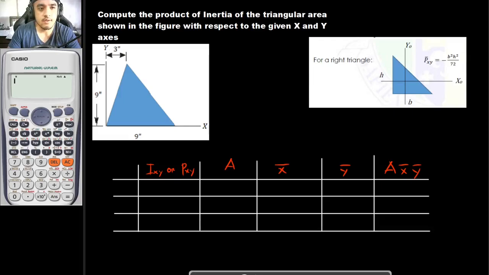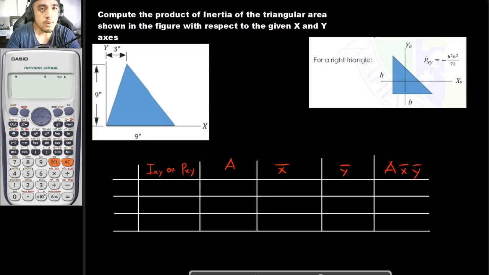Okay, so let's have another problem, but this time we would be making use of a triangle as our basic shape. In this problem, we would be computing the product of inertia of the triangular area shown in the figure with respect to the given x and y axis. So this is your x-axis, and this is your y-axis. We would be computing the product of inertia in reference to both of these reference axes right here.